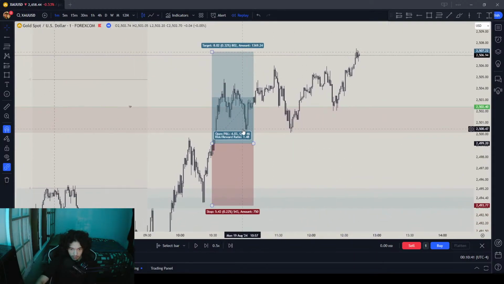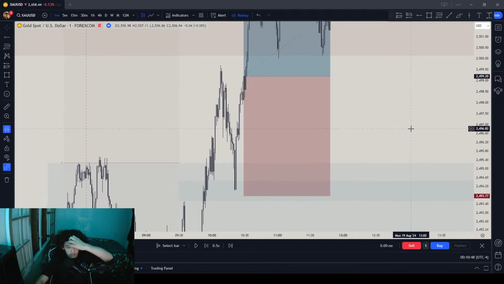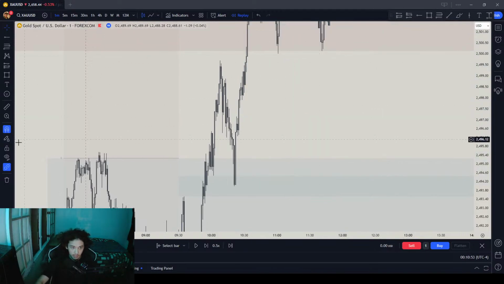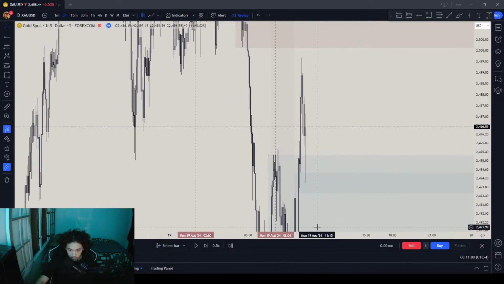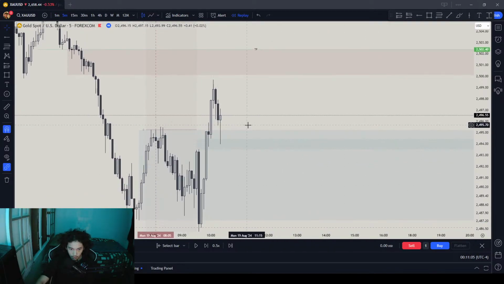Okay, so we eventually did hit TP for a 1.4 RR, but the sell stop entry is so off. Oh my goodness. How could you have done a better entry on this? Let's go back in time, right? I could have gotten a better entry on this.